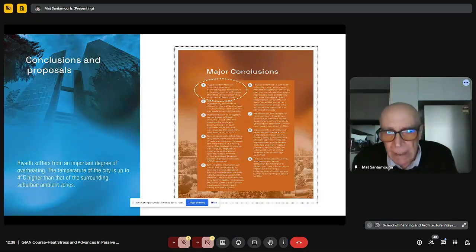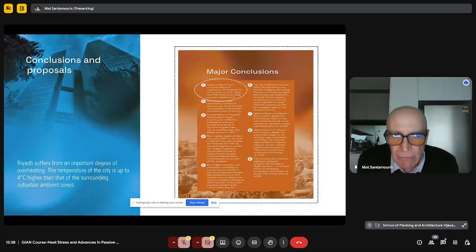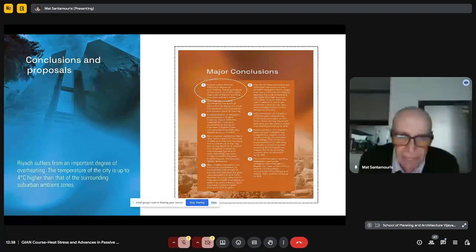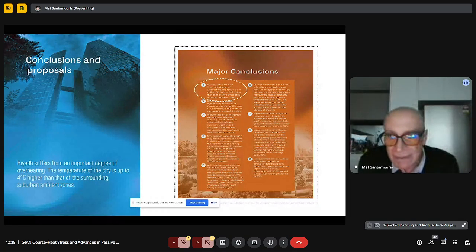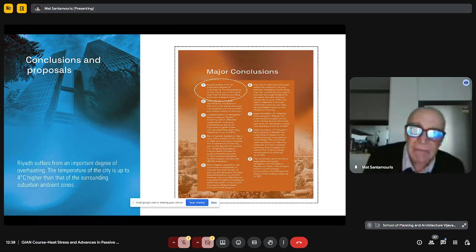In conclusion, the city of Riyadh is a very warm city, and the temperature of the city is up to 4 degrees higher than that of the surroundings, between 3 to 4 degrees. Overheating creates important problems of discomfort. It is impossible during the summer to work outside. You need to have air conditioning.